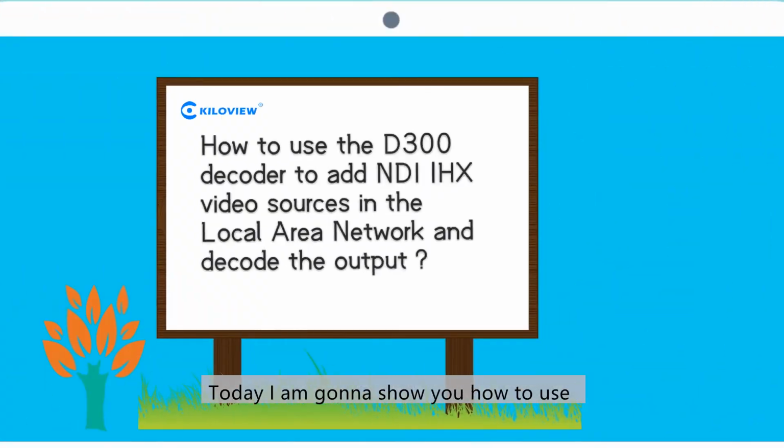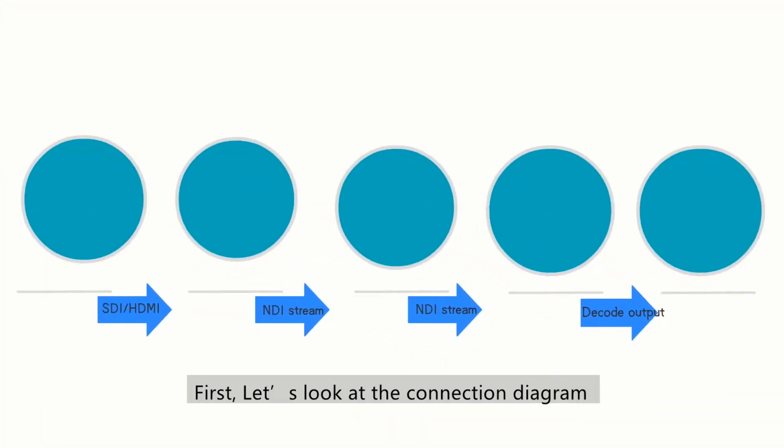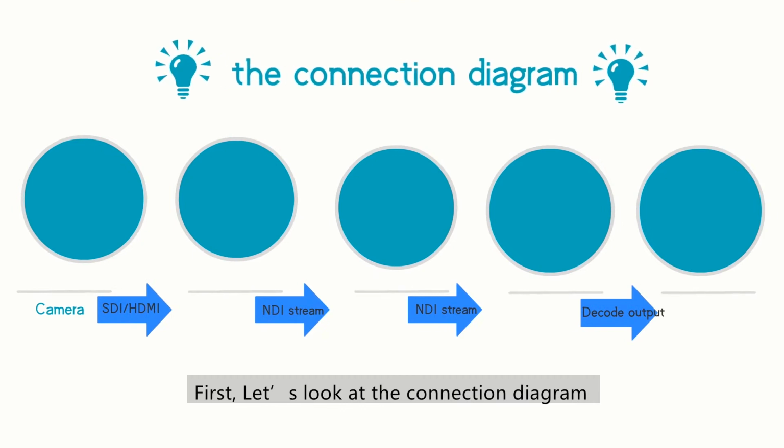Today I'm going to show you how to use the Kiloview D300 decoder to add NDI HX2 video sources in the local area network to decode and output. First, let's have a look at the connection diagram.